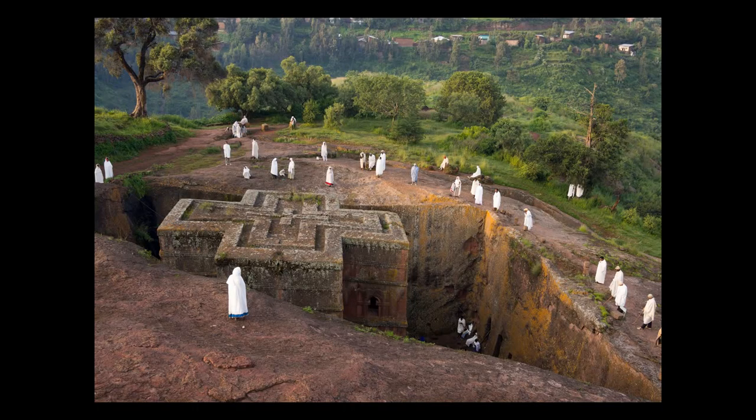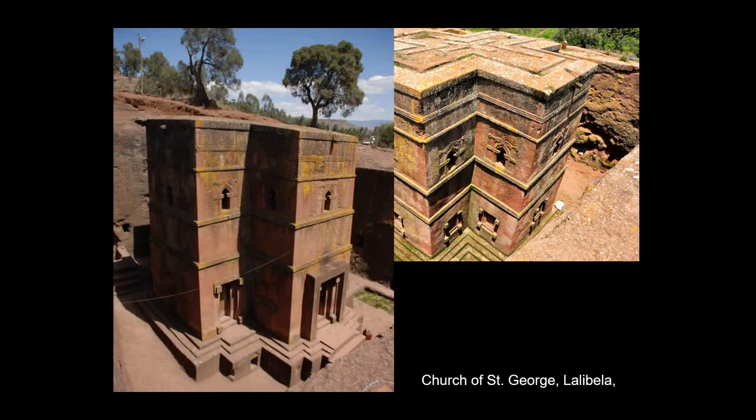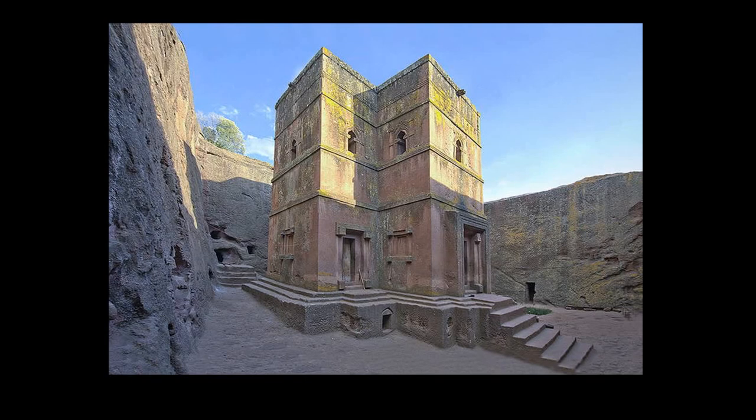Here is one of the more famous. This is St. George, the Church of St. George. Here you can see all these Ethiopian Christian pilgrims gathered around it, and you can see how it's almost like a quarry cut down into the structure. Here it is, this freestanding granite structure. Here it is from the bottom.